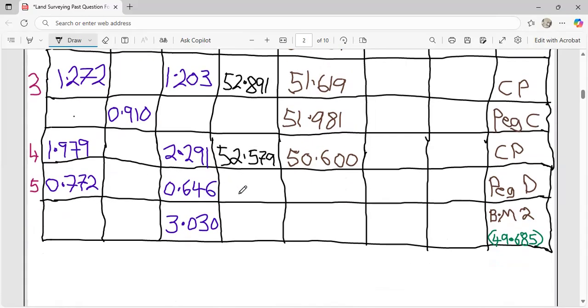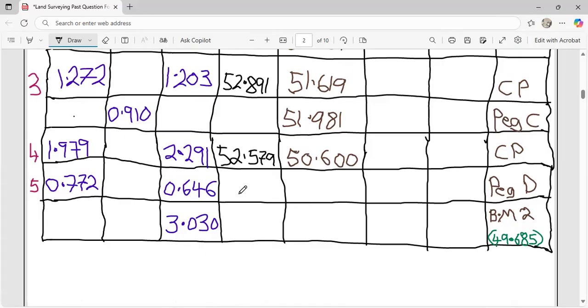52.579. Good. From here, what else are we supposed to do next? We are supposed to fill our next initial reduced level. In doing so, we just have to subtract the next reading, which is a foresight, from the HPC. So let's do that together.